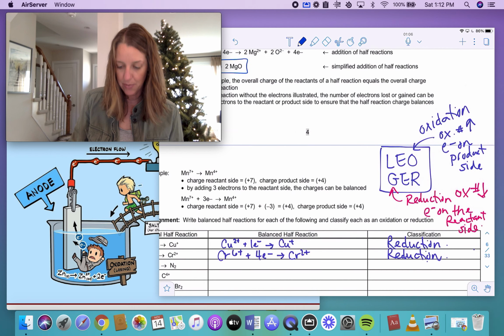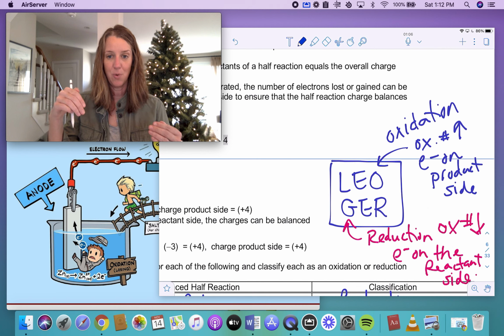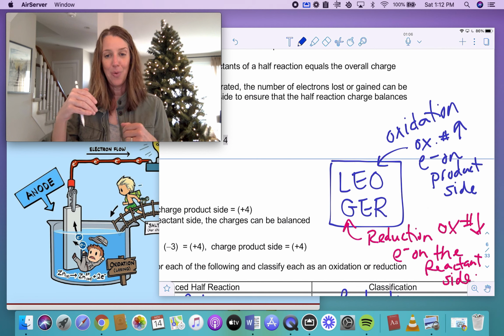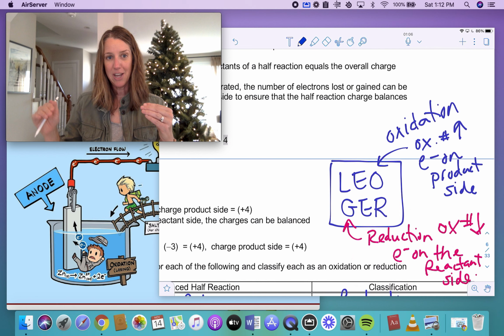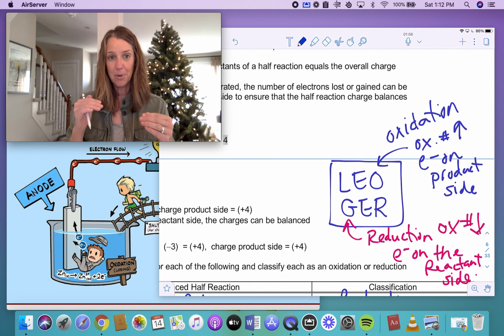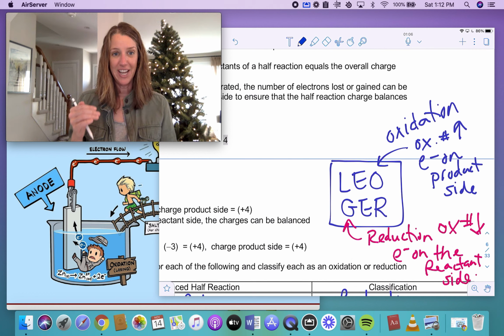Now, I always usually write this little summary every time I go to start these types of questions. I want to remember Leo Ger. I want to remember that losing electrons is oxidation. And so if you're losing electrons from the reactant side to the product side, your electrons are going to be on the product side because you've lost them. And you see an oxidation number change going from a lower value to a higher value. So when something experiences oxidation, the oxidation number will go up. The electrons will be on the product side, and that is because it's a loss of electrons.